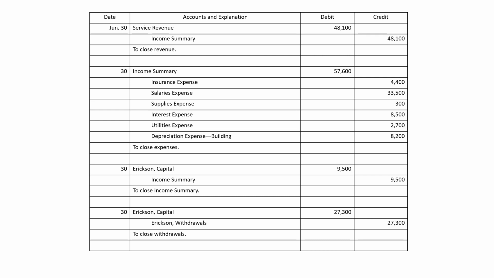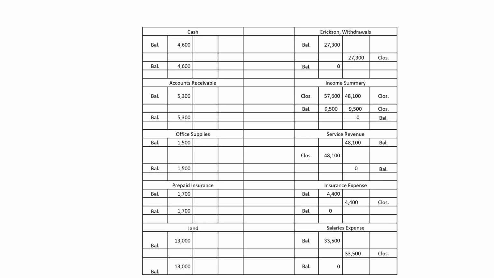I apologize for the order of the T accounts. First of all, take a look on the left. Cash wasn't affected during this process. Accounts receivable, office supplies, prepaid insurance, land, none of those accounts that we have listed in front of us on the left are affected. But take a look on the right. Service revenue, you see it says CLOS, debit side 48,100. And then look at the income summary account on the credit side, 48,100. So there was our first journal entry.